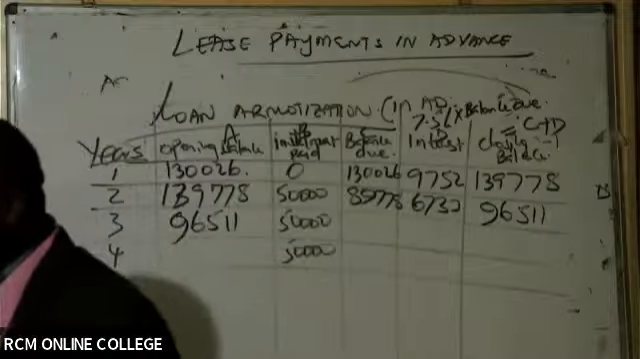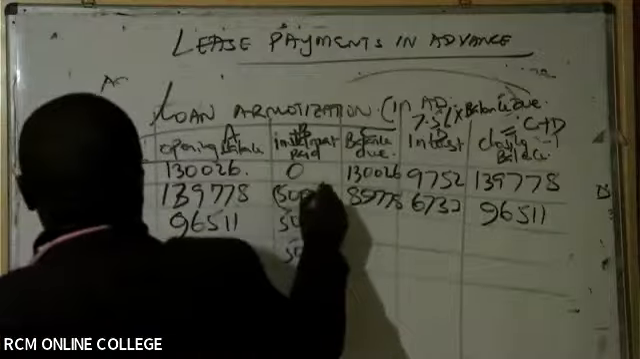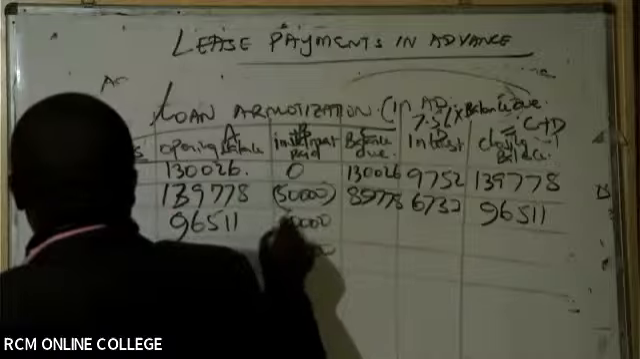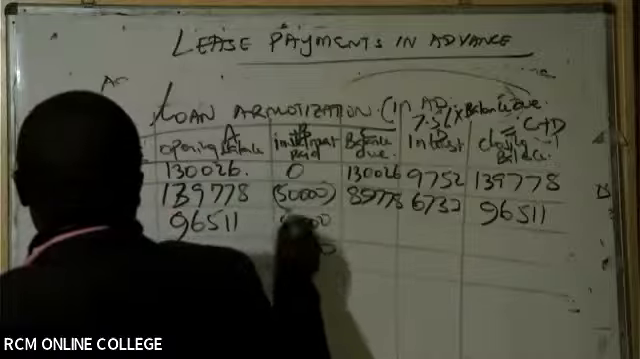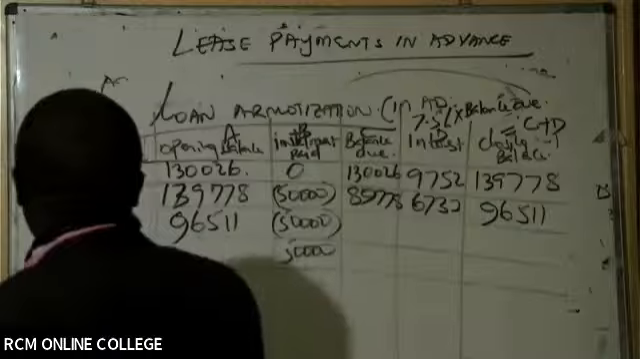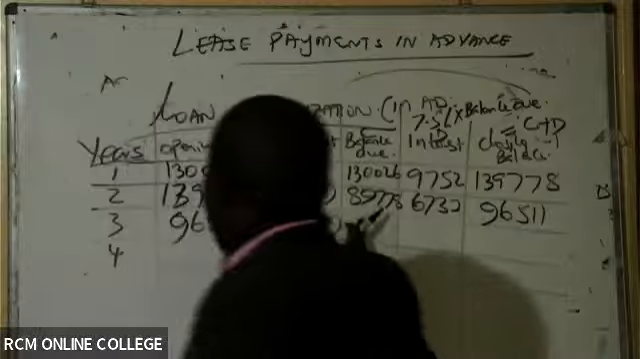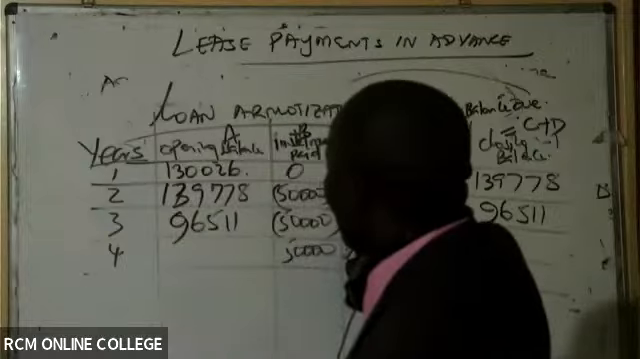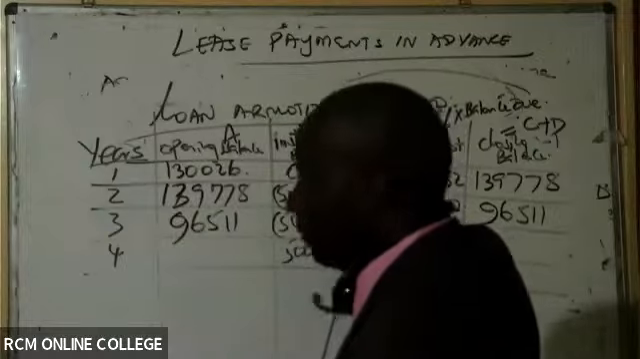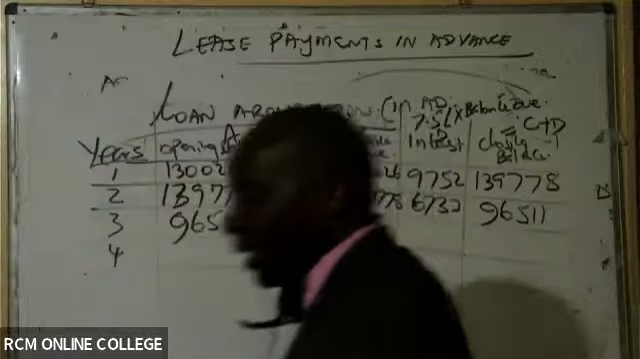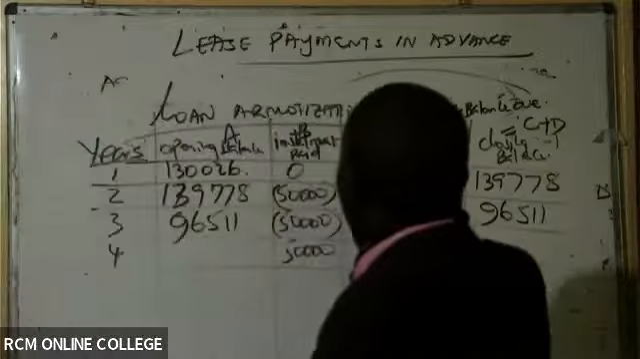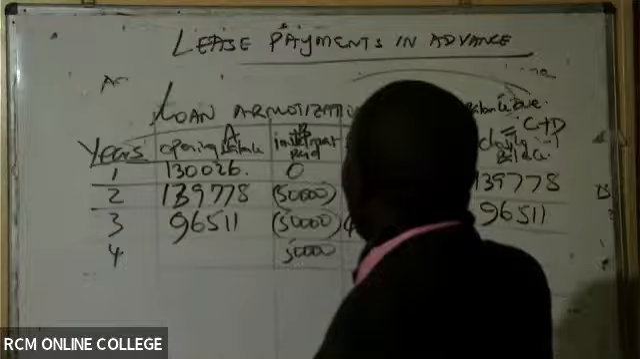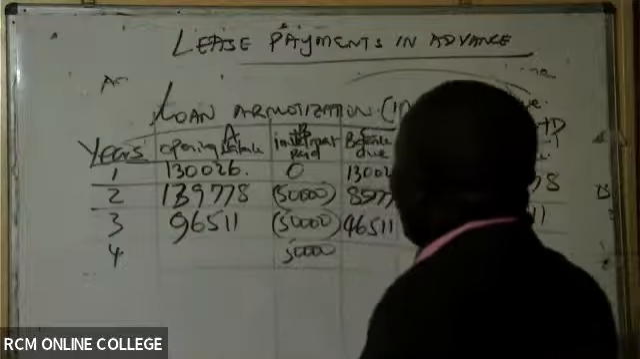So remember, this is supposed to be deducted. To get the balance, you are supposed to deduct this. All right. So then go ahead and give me this figure, ladies and gentlemen. This will be very easy. 46,511. So we have here 46,511. Thank you very much.